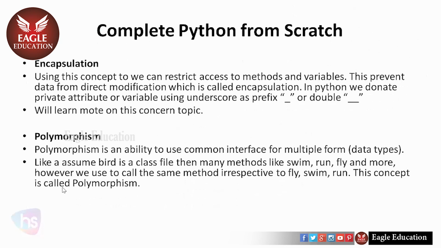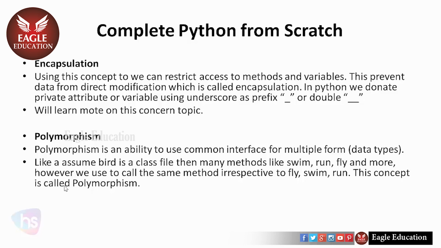Now, what is encapsulation? Using this concept, we can restrict access to methods and variables. This prevents data from direct modification, which is called encapsulation. In Python, we denote a private attribute or variable using an underscore as a prefix. It may be single or double underscore. That makes it a private variable. We will learn more about this topic.